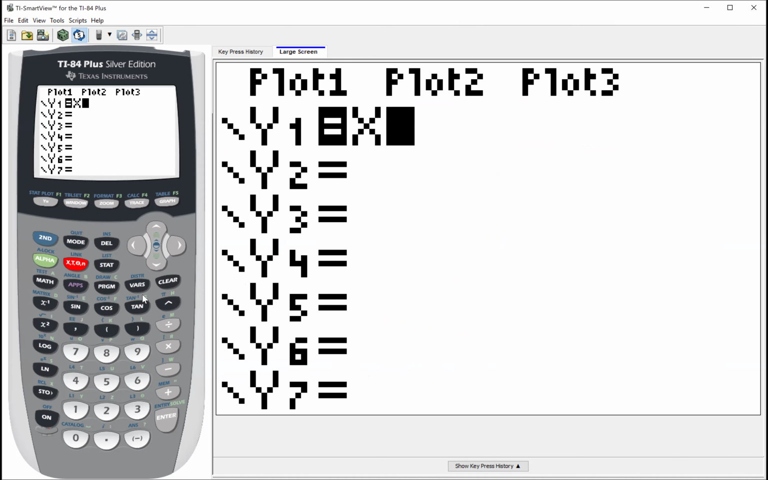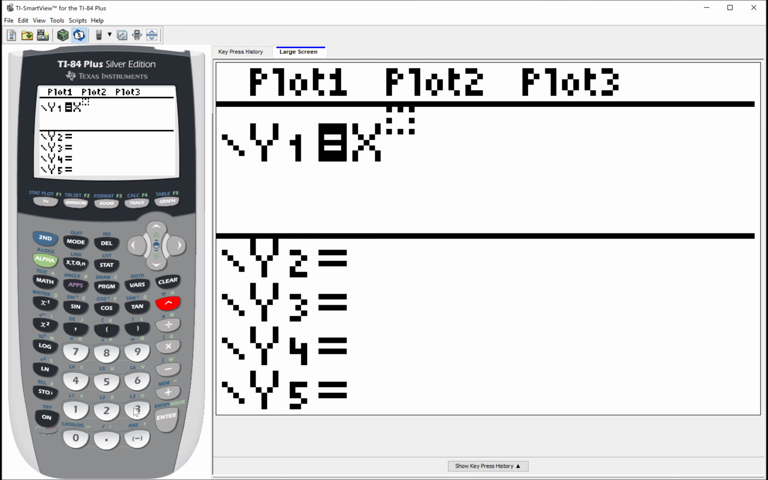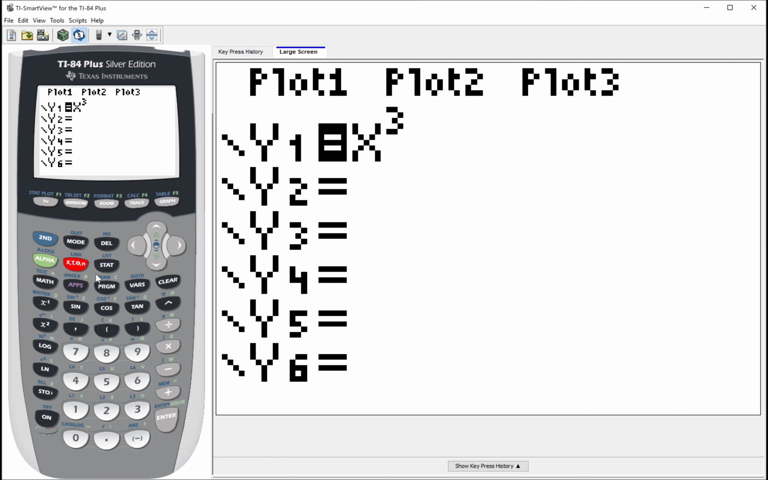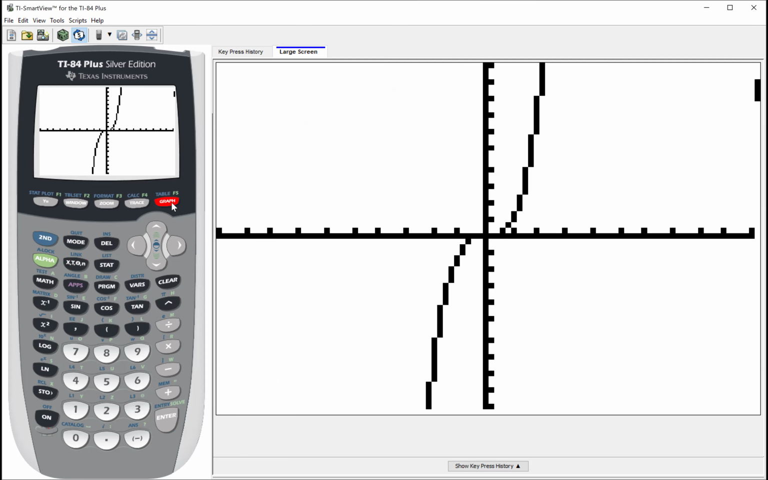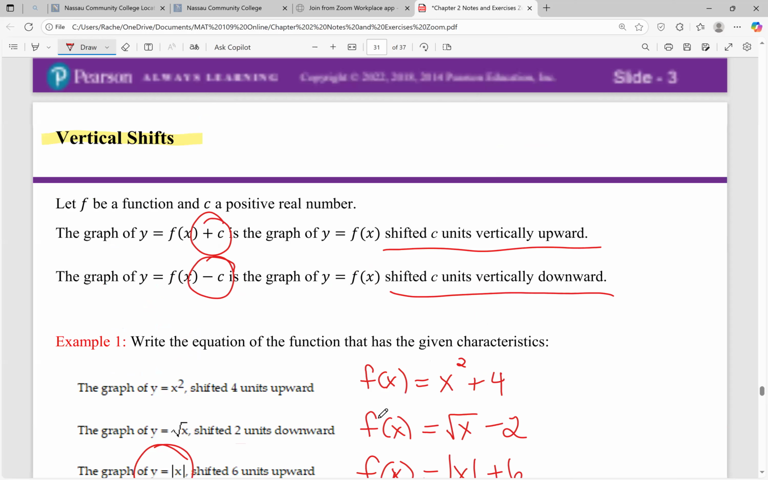So let's type in x to the third. So x, and then use your exponent symbol to the third. And then now we're going to type in x to the third again. But now we're shifting it 3 units downward, so minus 3. If we graph it, there's x to the third, and then there's x to the third minus 3, right? It's the graph shifted downwards by 3 units. So that's how we work with vertical shifts.